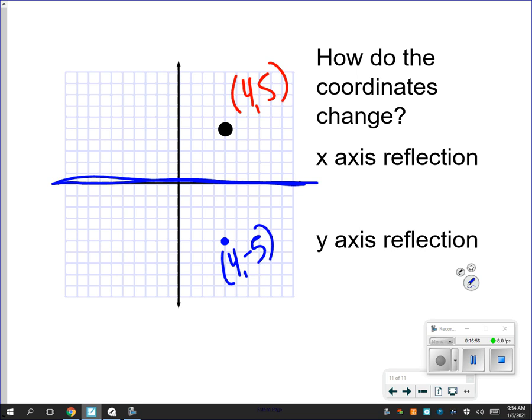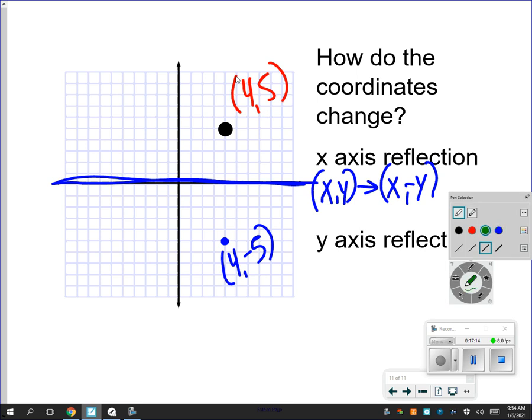So you'll notice what switched. So if you were flipped over the x-axis, what changed? The x-coordinate stayed exactly the same. The y-coordinate switched sign. Right? So now let's go on to our y-axis reflection.